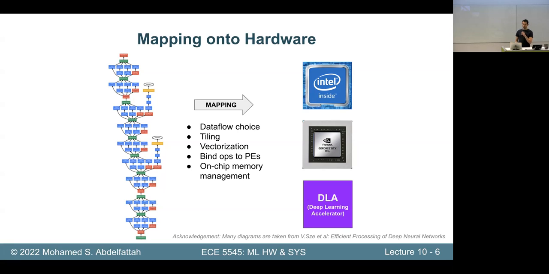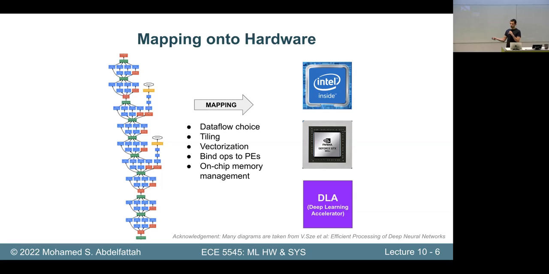So we should care about which data flow to use. Many pieces of hardware can support different data flows. And what is a data flow? It's like when you have a weight stationary data flow or an activation stationary or output stationary, which we covered in the hardware lecture. We'll talk about different tiling. So what is my unit of computation and my unit of memory that I'm fetching every time I do a computation? We'll talk about vectorization or parallelization.